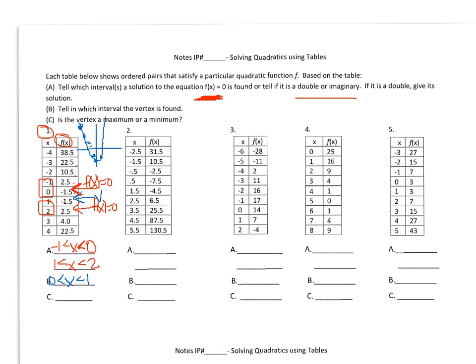Part C says, is the vertex a maximum or a minimum? Well, what do you think? If the vertex is down here, is that a maximum point or a minimum point? Well, it's not a trick question. It is a minimum point because it's at the very bottom. So we're going to say it's minimum.